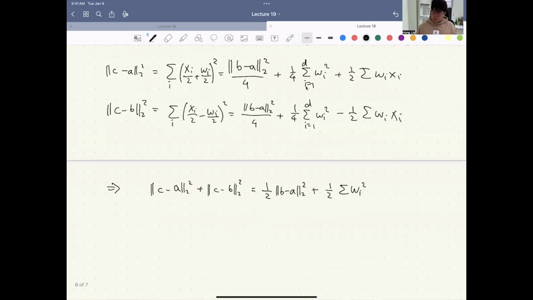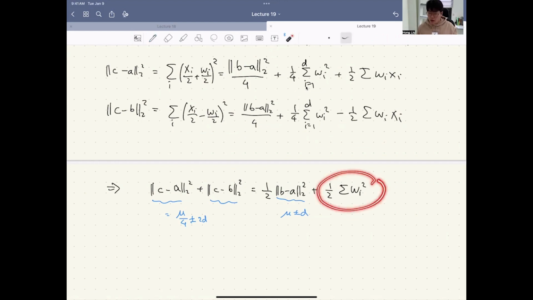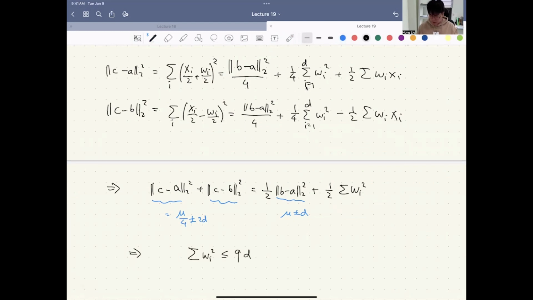What do we know? We know that each one of these is mu over 4 plus minus 2d. We know this is mu plus minus d. This implies that if A, B, C form a triangle, w_i must satisfy the sum of w_i is at most 9 times d. Right? 9 times d, because of this divided by 2, d over 2 here, the error term.